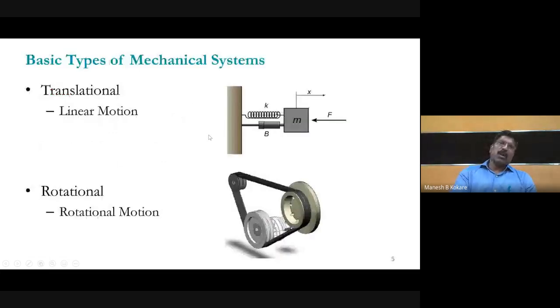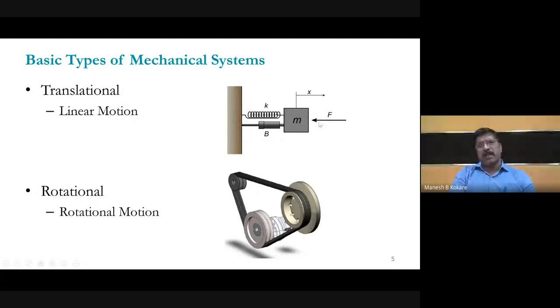In this lecture, we'll first study the translational mechanical system. As I said, its motion is linear. The object moves either in a straight path or in a curved path. This is an example of a translational mechanical system. Suppose we apply a force; this is the mass element, this is the spring element, and this is the dashpot, and one end of the spring element and dashpot is connected to the reference.